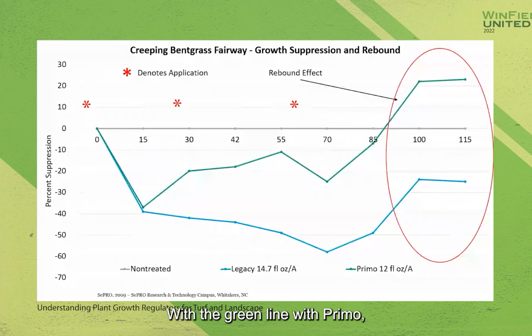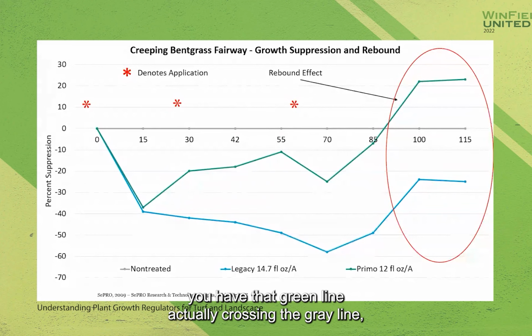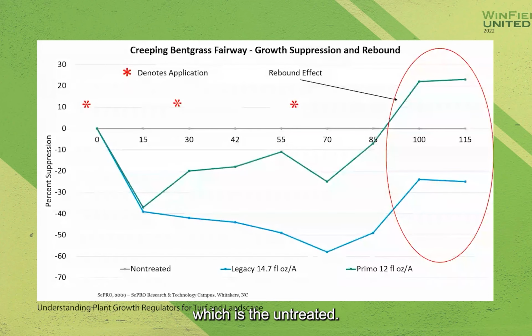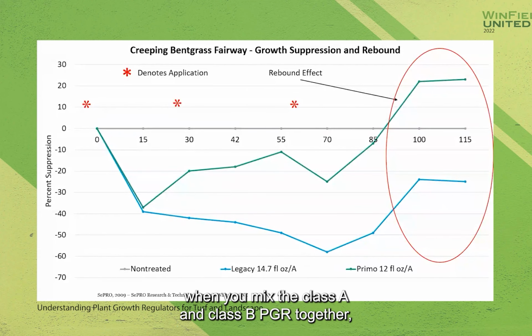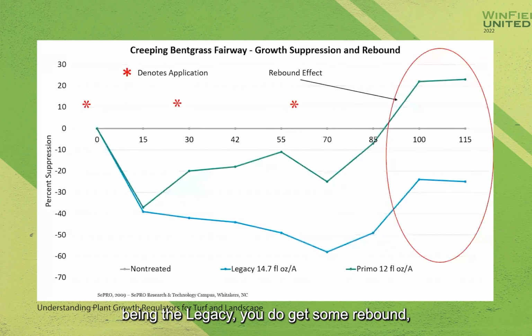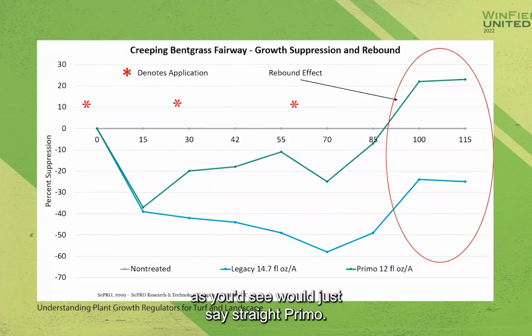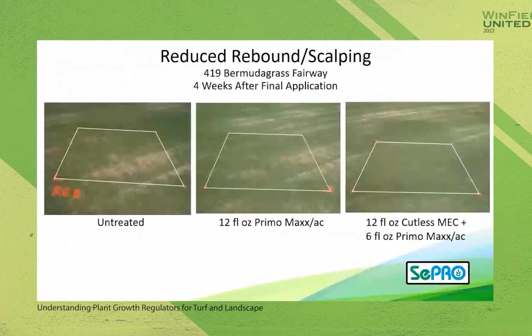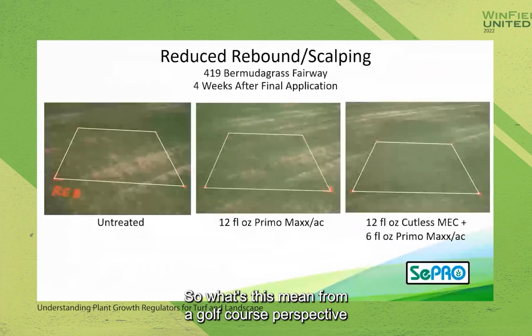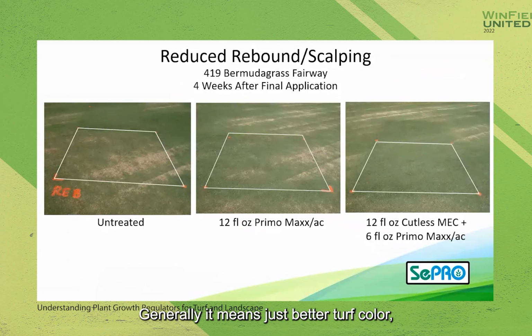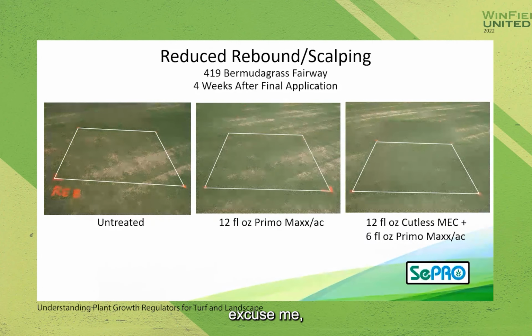With the green line with Primo, you have that green line actually crossing the gray line, which is the untreated. Whereas, as I mentioned, when you mix the Class A and Class B PGR together, being the Legacy, you do get some rebound, but you don't get a severe rebound as you'd see with just, say, straight Primo. So what's this mean from a golf course perspective or a turf perspective in general? Generally, it means just better turf color, better turf quality. And that comes from less rebound, less scalping in that rebound phase.